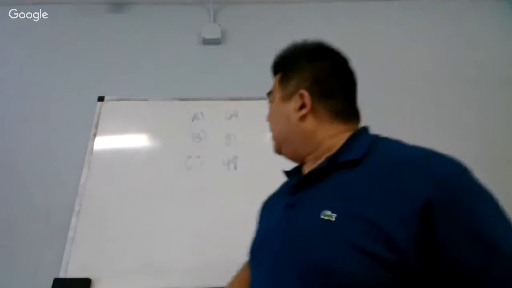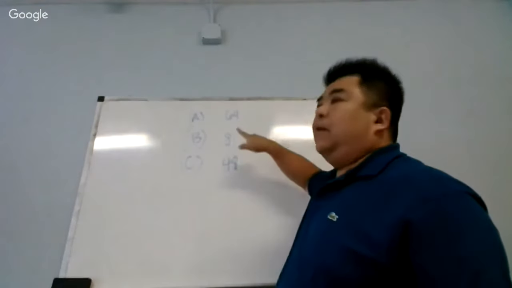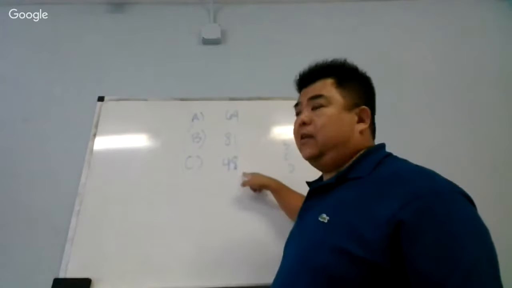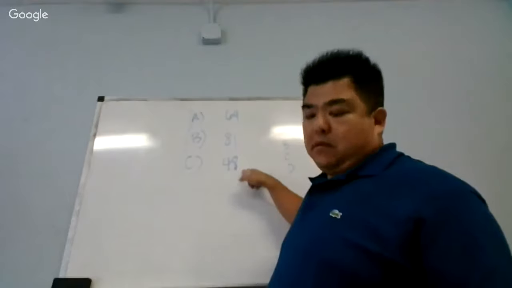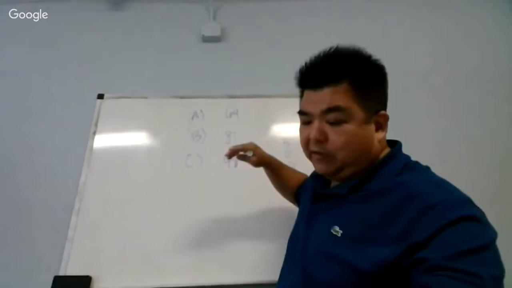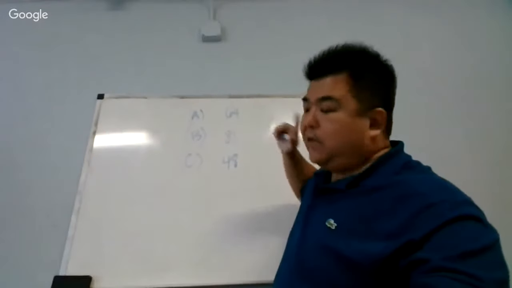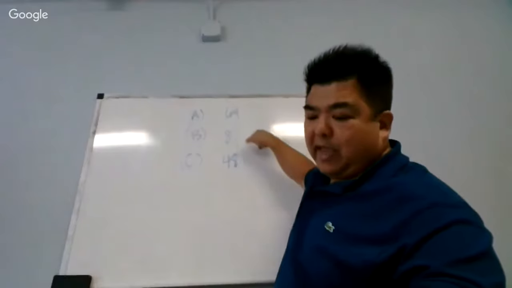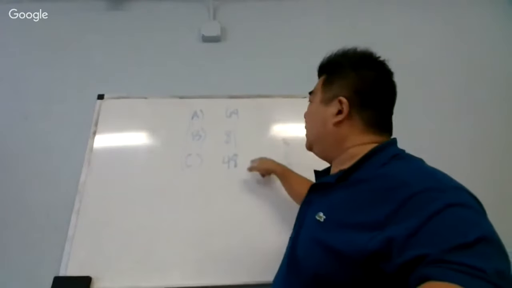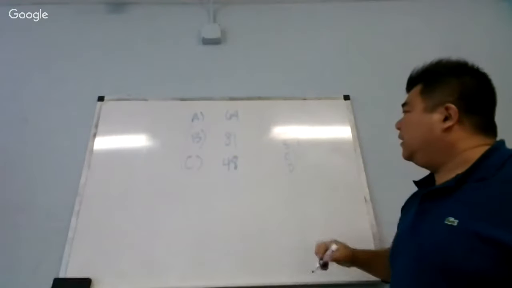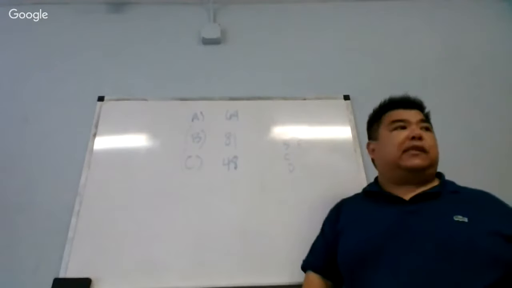A minus B, 64 minus 81. Is that greater than C? No, A says A equals B. Oh, I'm sorry, I read that wrong. I was looking at B. But no, A equals B. That's definitely not true, right? A equals B and is greater than C. Not true because it's not equal. So that's false. Okay. What about C?